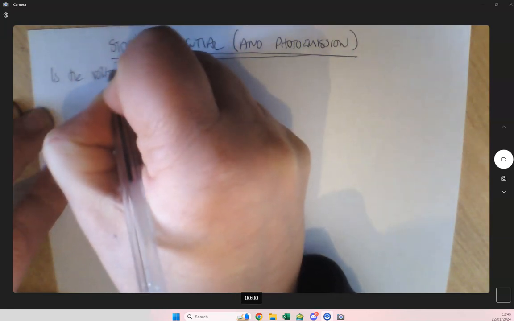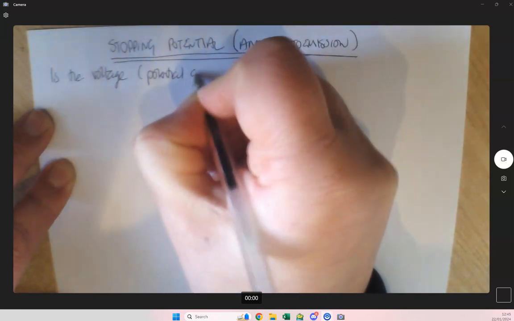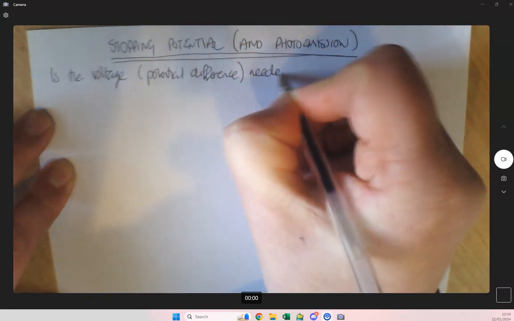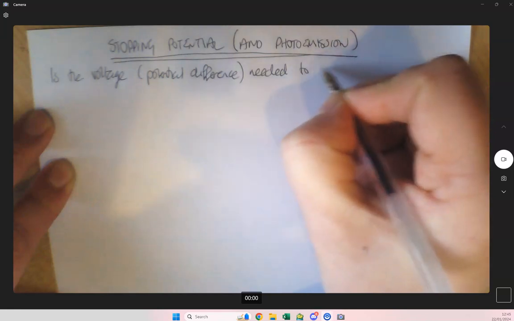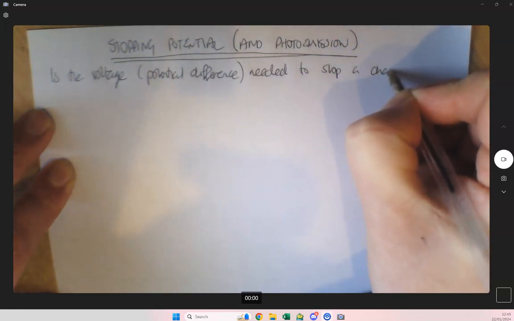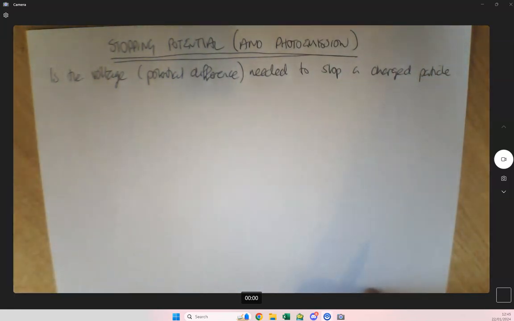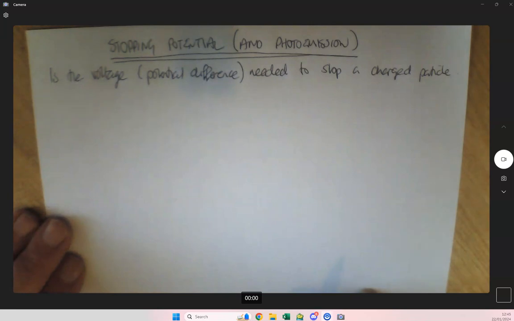So what we're going to take a quick look at is stopping potential and the specific case of photoemission. The general case, what is stopping potential? Well, it's the voltage, by which I mean a potential difference, needed to stop a charged particle. So you've got a charged particle moving along, it's the voltage you need to actually stop that charged particle moving.